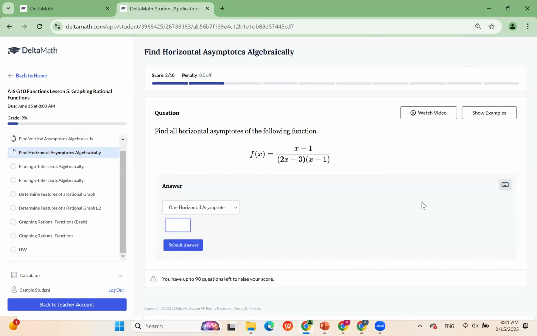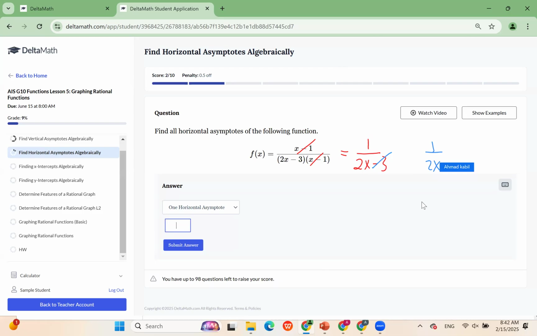Okay, so in this case here, we want all the horizontal asymptotes of the following function, and they gave it to us in factored form. The advantage of factored form here is that you can just cross these out and start with this expression. And then we plug x as a very big number. Of course, when we do that, this is neglected, and we get 1 over 2x.